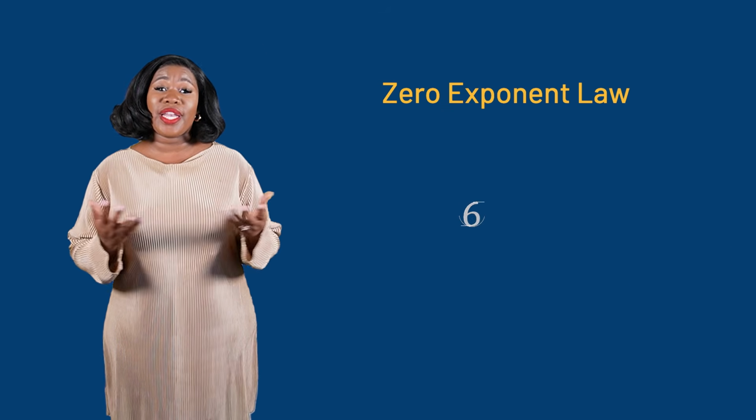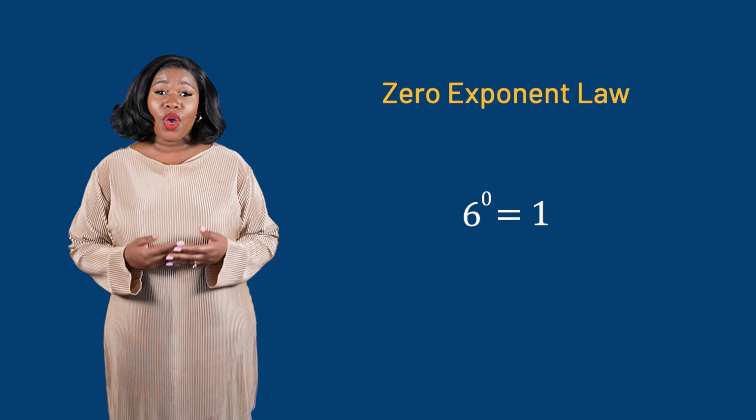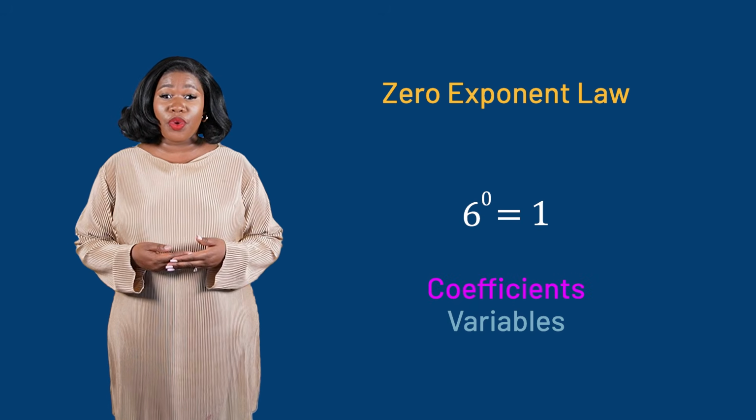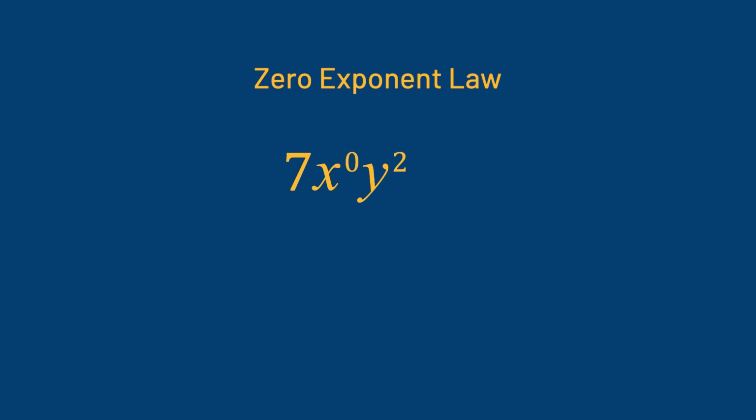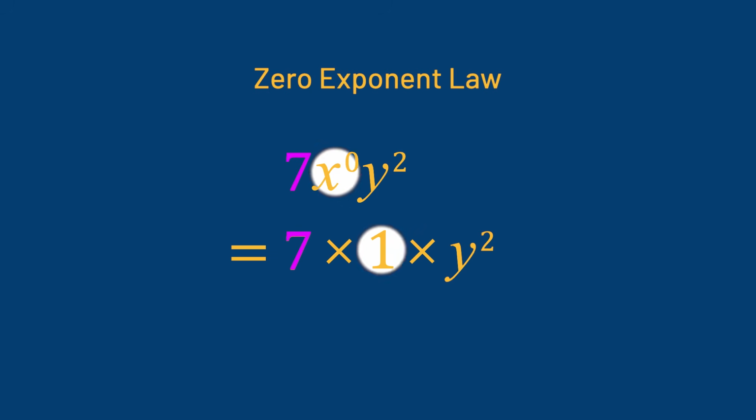You already know the zero exponent law, but let's see what it looks like when coefficients and variables are involved. Here, only x has a zero exponent, so x to the power of 0 becomes 1. That leaves us with 7 multiplied by 1 multiplied by y to the power of 2, which is just 7y to the power of 2.